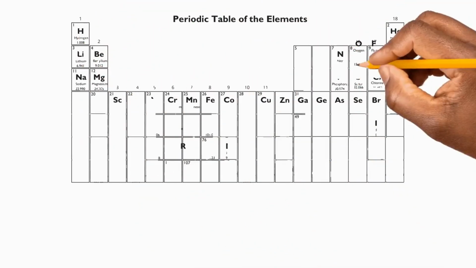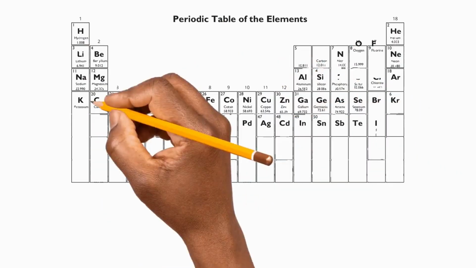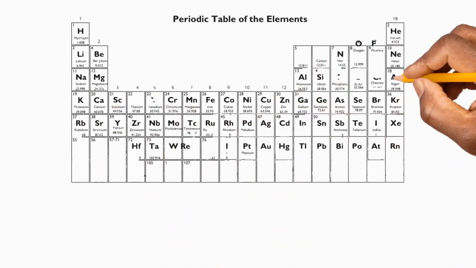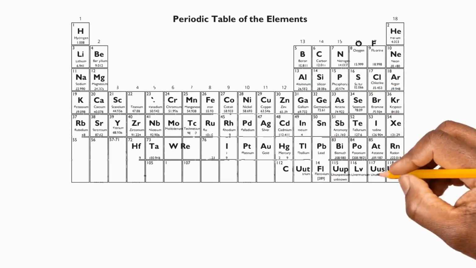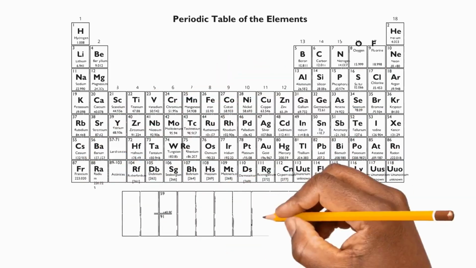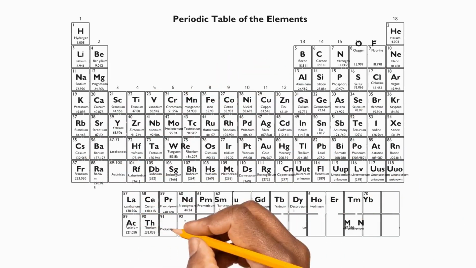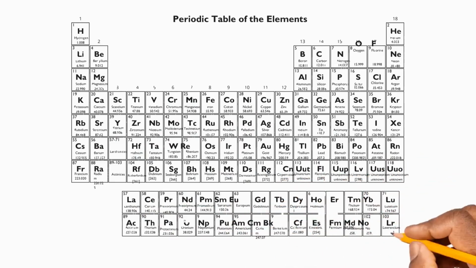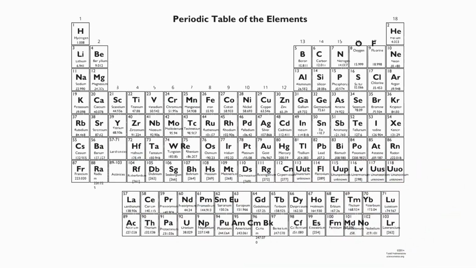Let's get started. The periodic table is like the roadmap of chemistry. It's a chart that organizes all known chemical elements based on their atomic structure and properties. Each element has its own box, and every box contains essential information that we can use to understand the element's behavior in chemical reactions. Each element box contains three main pieces of information.